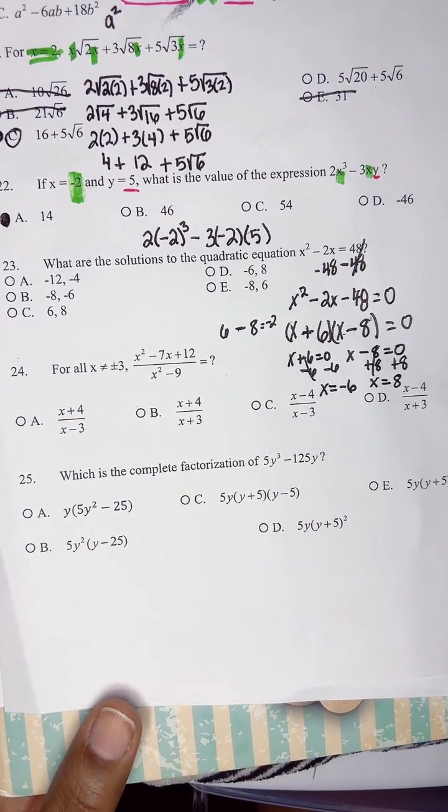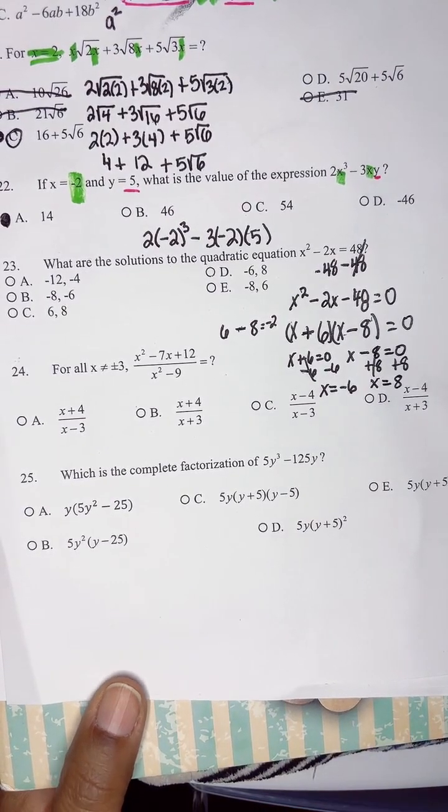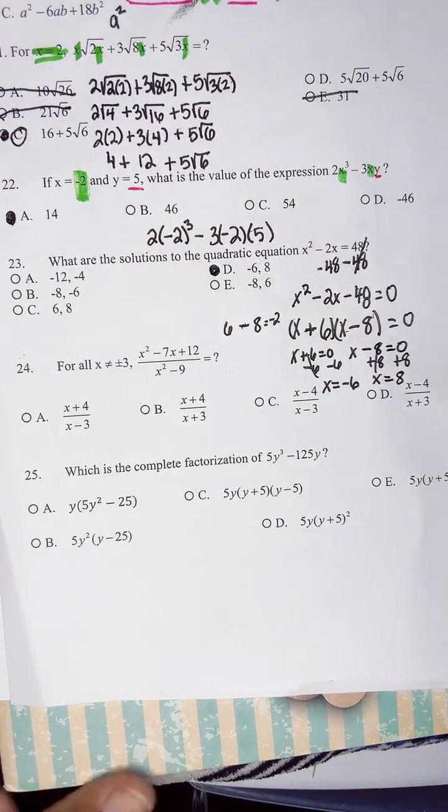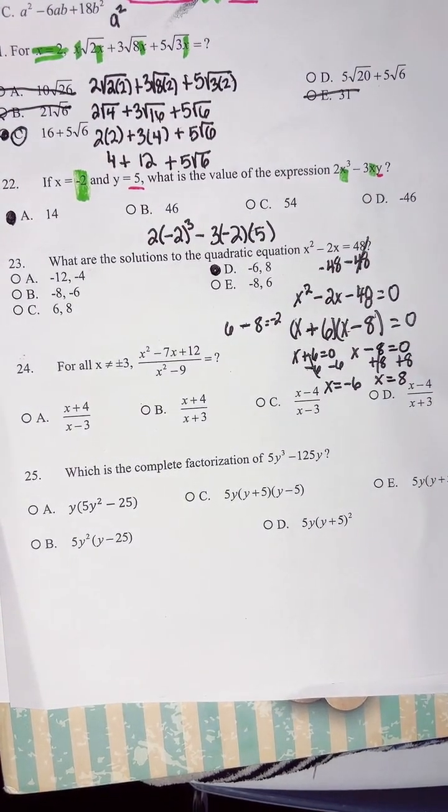So, do we see our answer? Don't get tricked up now. D is our answer, right? A -6 and a positive 8. Beautiful.